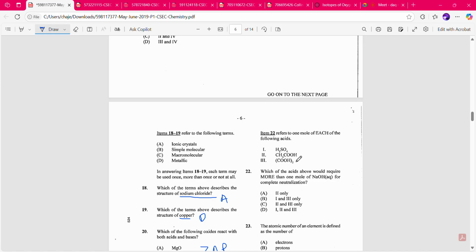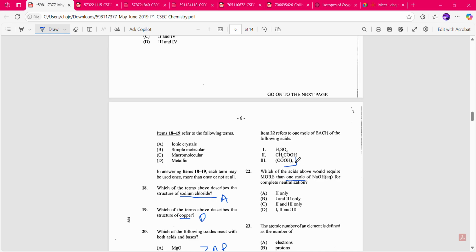Number 22 refers to 1 mole of each of the following acids. So we have sulfuric acid, ethanoic acid, and this looks like methanoic acid or dimethanoic acid? Okay. Which of the acids above would require more than 1 mole of sodium hydroxide for complete neutralization? I'm gonna go with this one and this. Alright, and you can actually do the reaction. What they mean by more than 1 mole is basically the coefficients that you would need to balance the equation.